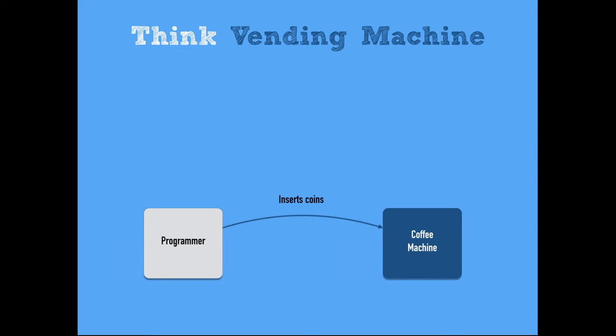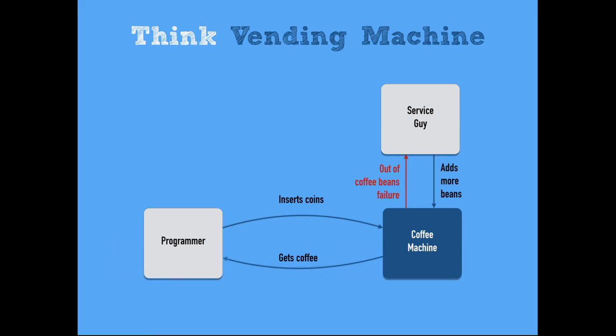Instead, I think this out of coffee beans failure should be sent to some sort of service guy that walks around the floors and hallways and fixes the coffee machines. He should add more beans, or fix the grinder, or whatever it might be, add more water to the tank, and the programmer gets his coffee.